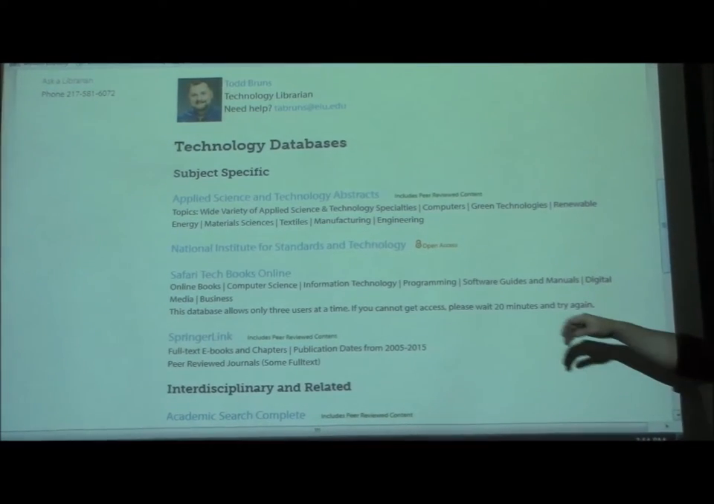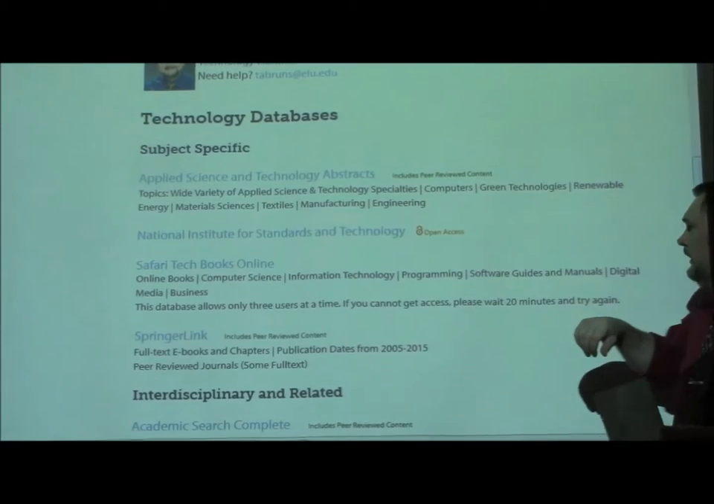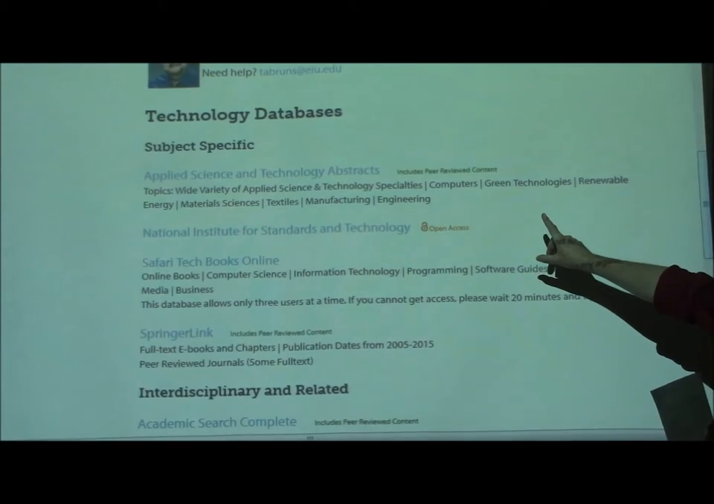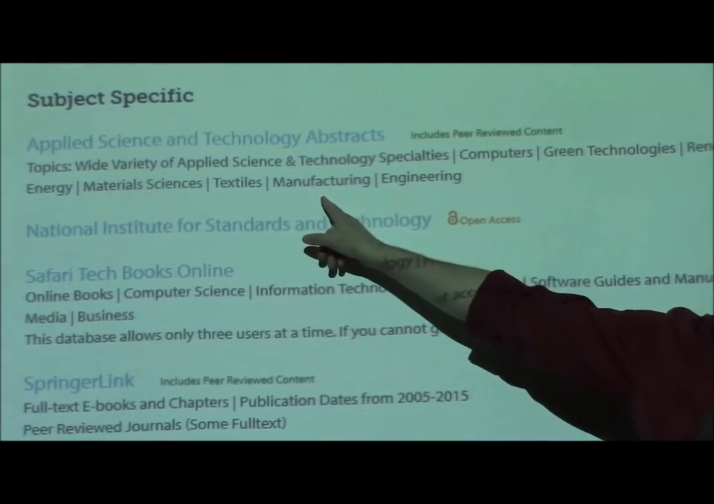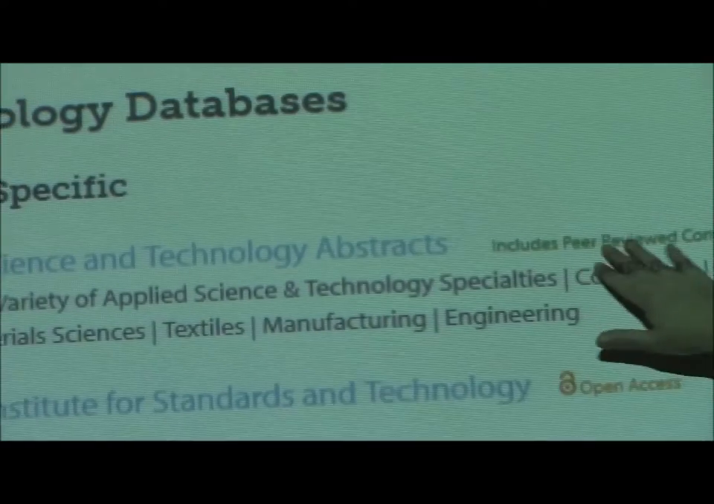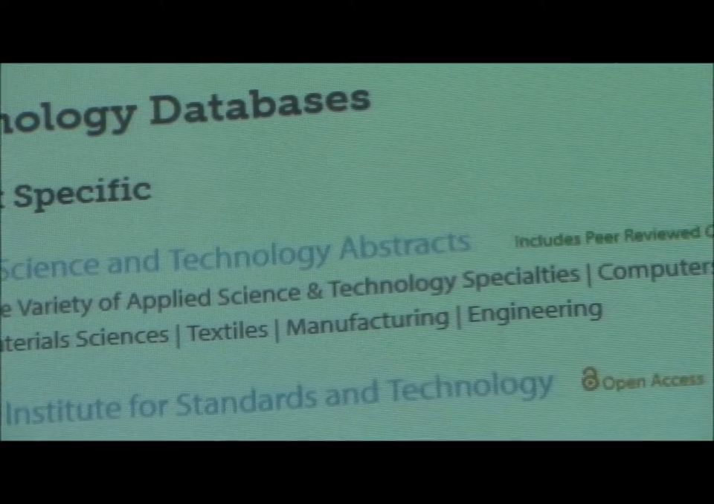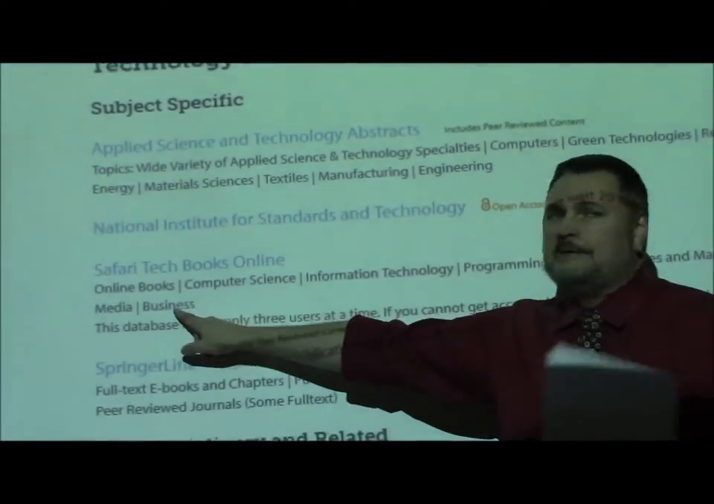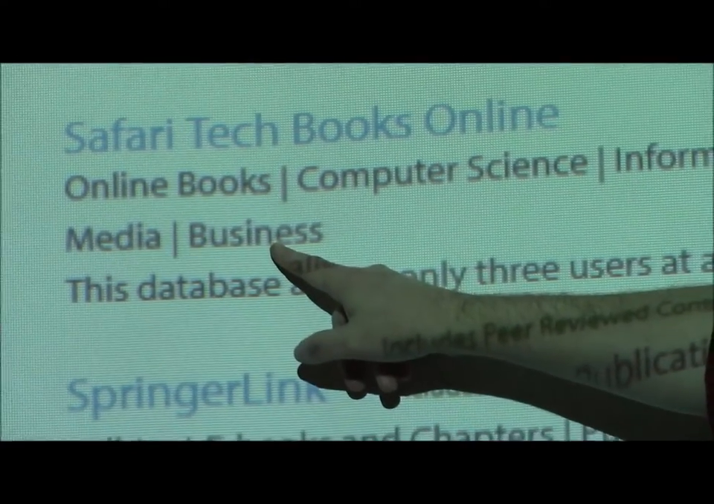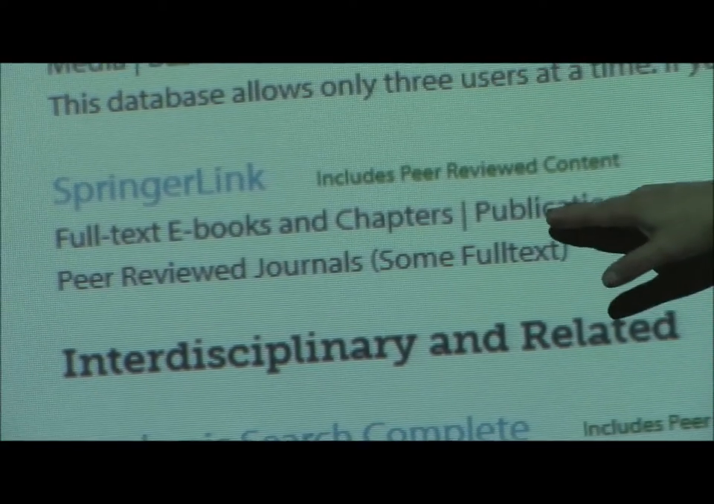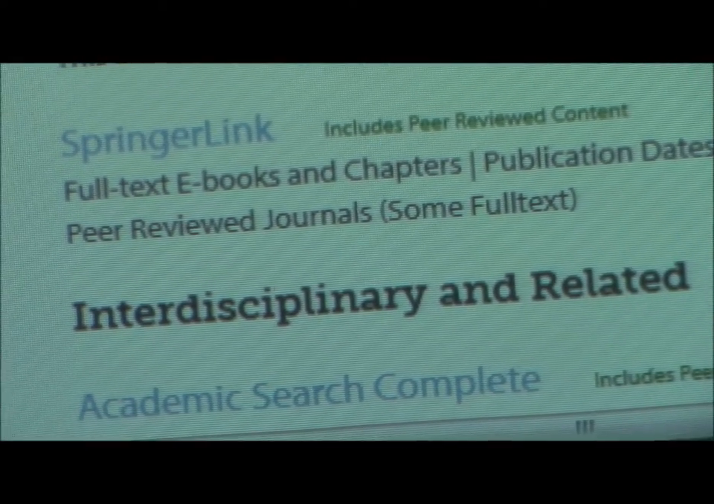What you would do is you would say, I'm going to use Applied Science and Technology Abstracts because it covers manufacturing, and total quality management is a big thing in manufacturing. So I'm going to say I'm going to use this database because it includes peer-reviewed content and it covers manufacturing. I'm also going to use Safari Tech Books Online because it covers business, which is another area where they look at total quality management. And I'm also going to use SpringerLink. It includes peer-reviewed content, and it has items, publication dates from 2005 to 2015.